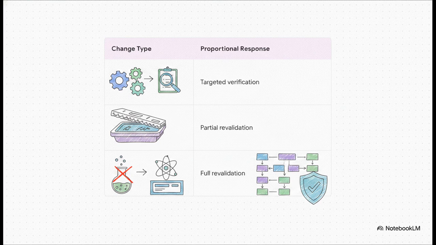Say you have a simple like-for-like consumable swap. Your proportional response is likely just a targeted verification documented in your system. No big deal. But what if you get a new supplier for your sterile barrier lid material? Well, then you need a partial revalidation focusing heavily on seal integrity and the microbial barrier. And if you make a massive, fundamental shift, like moving from ethylene oxide to radiation, yeah, that requires a full ground-up validation of the entirely new process. The effort always has to match the risk.